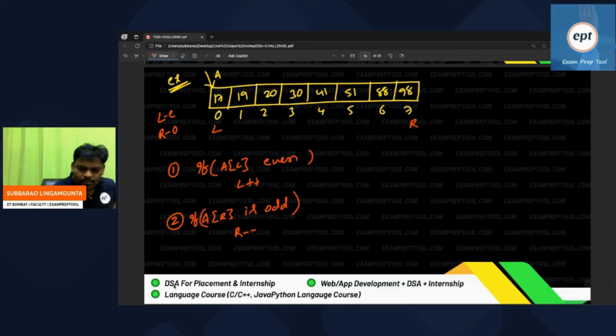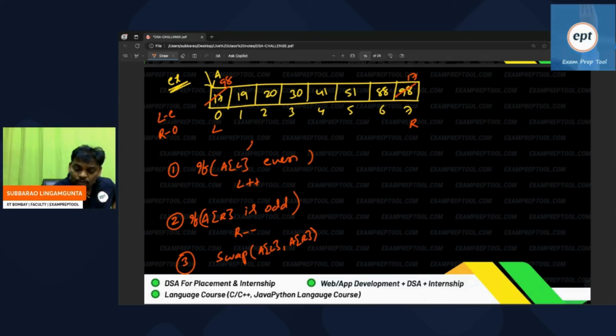The left person is not even, so stop, don't increment. The right person is not odd, so stop. After both are stopped, you have to swap A of L and A of R. Let me use capital letters everywhere. Swap A of L, A of R. You know very well how to swap the numbers. So here 98 will come, and here 17 will go.